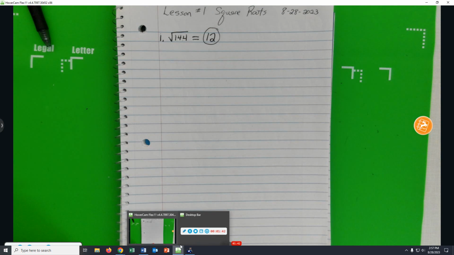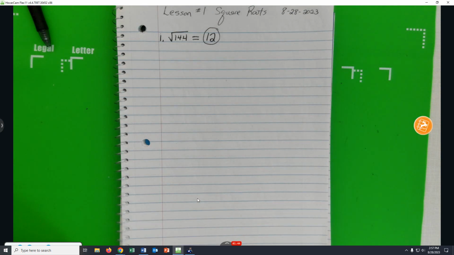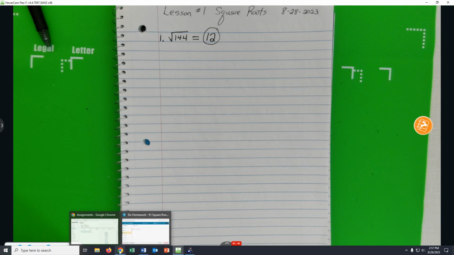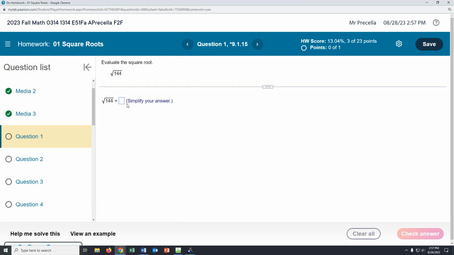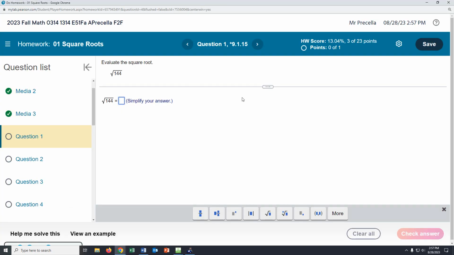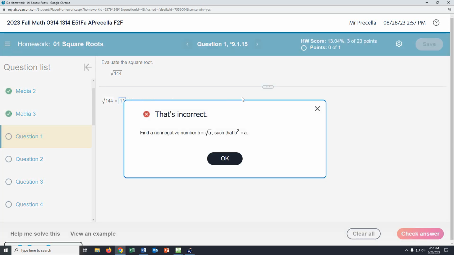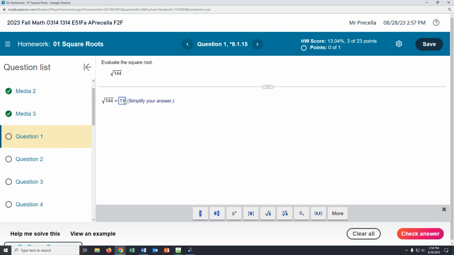Wrong phone. So I'm going to punch in, suppose I punch in 11 by accident. They're going to tell me that's wrong, and they'll give you a little hint there that might help you.